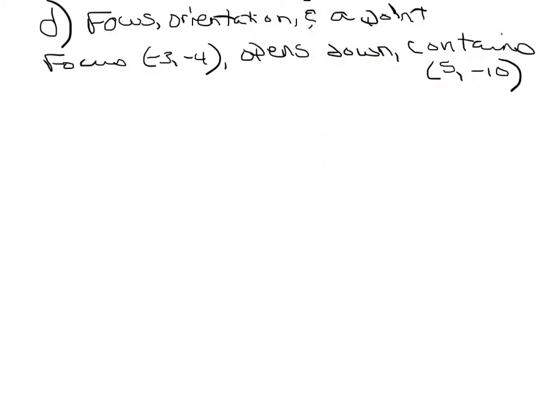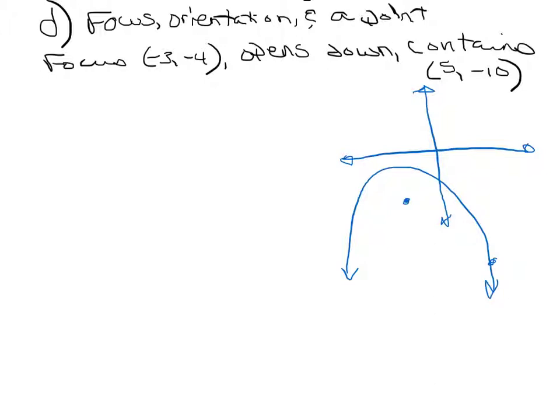But again, I'm going to be given the focus, the orientation, and a point. So I'm told what my focus is, I'm told it opens down, and I'm told a point it contains. So again, I'm going to start by sketching a little bit of a graph. Graphs aren't quite as helpful in this situation as they were in the previous video, but still nice to see it. So I'm going to go back 3 and down 4, so somewhere in here is my focus. I'm going to contain the point (5, -10), so maybe this here, and it's opening down. Well, so it must look something like this.